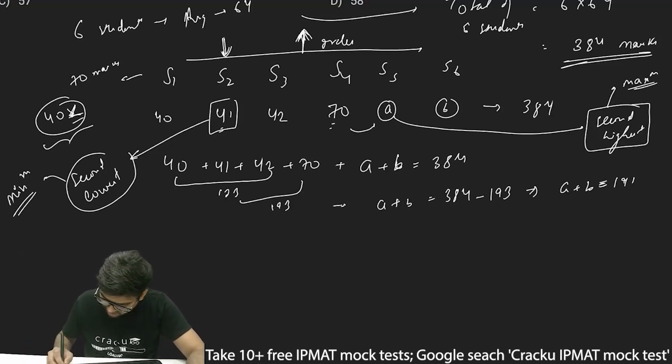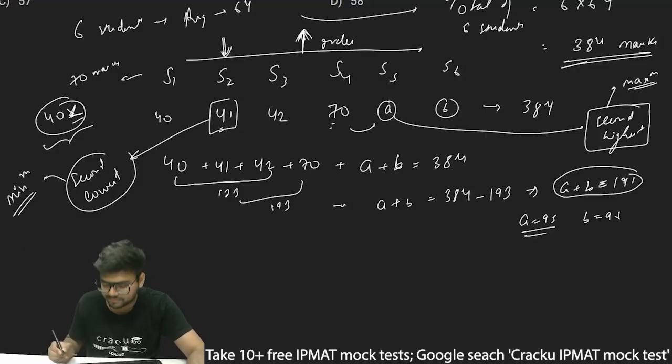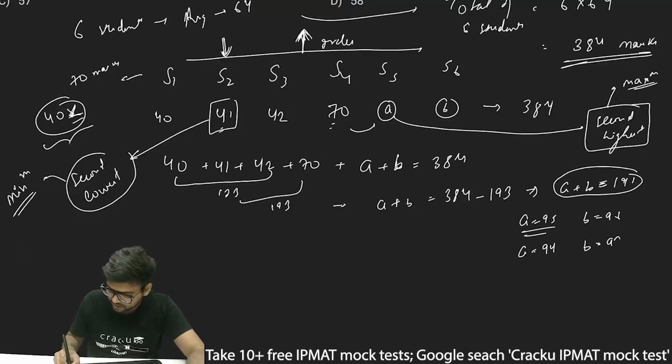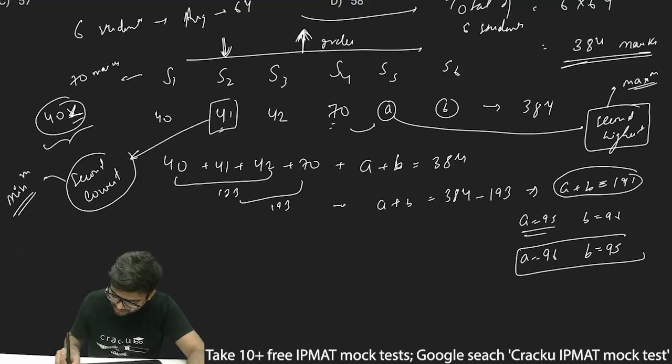Now, if I consider A as 95, because A plus B is 191, A as 95 and B as 96 can be the maximum possible value. Why? Because I could take A as 94 and B as 97, but in this case A is not maximum. Otherwise, I can take A as 96 and B as 95. But I am assuming that 40, 41, 42, 70, A and B are in increasing order.